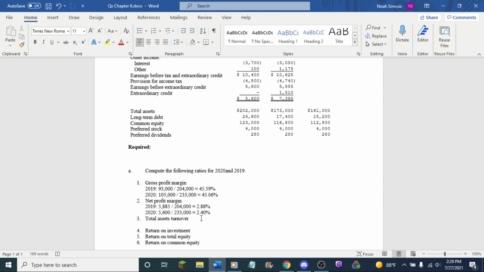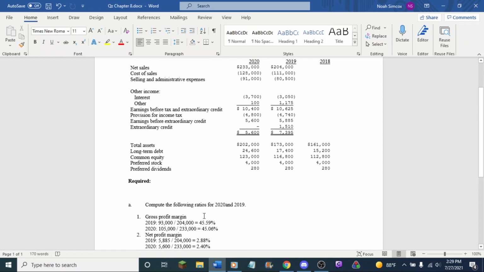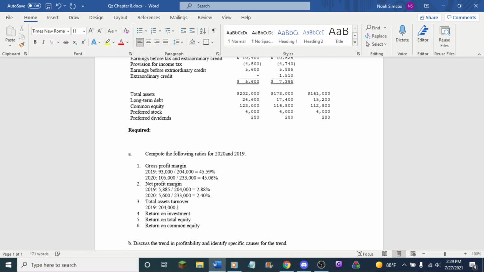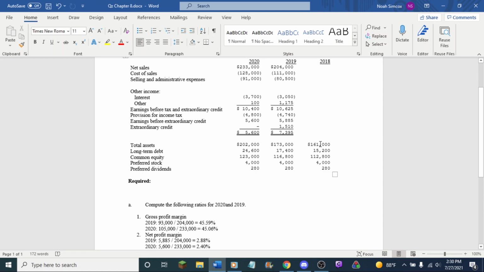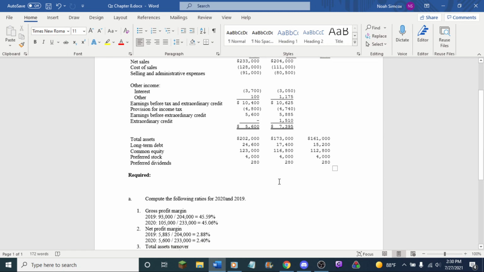So total asset turnover, 2019. The numerator is net sales, 204,000. And then you divide that by the average total assets. So here's total assets for this year and this year. Take the average of those two. 173,000 plus 161,000 divided by 2 is 167,000.